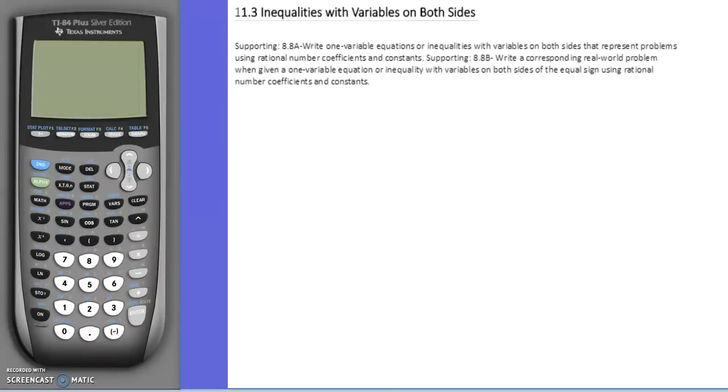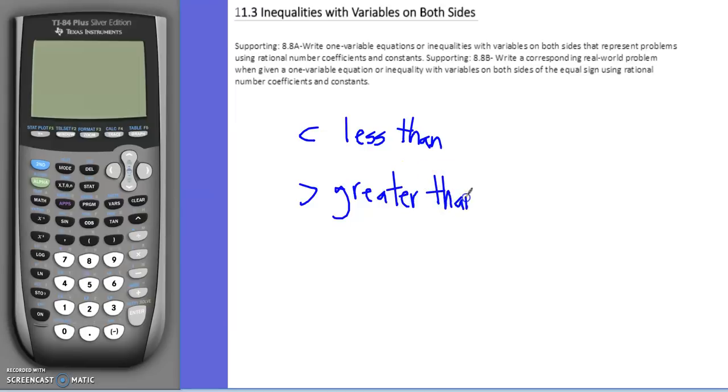Inequalities with variables on both sides. Let's just review what an inequality is. You can have less than, and you can have greater than. These are both inequalities. When you graph them on a number line, they are open circles.